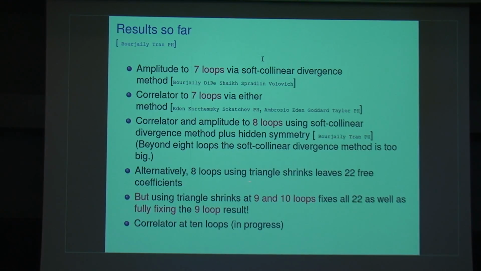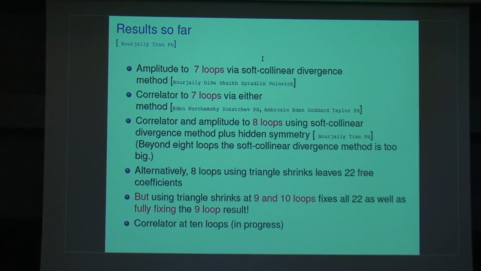So now there are 2 ways to proceed. You can get another criterion for fixing coefficients, which we can do, and I'll mention very briefly at the end. Or you can just keep going. Leave your 22 free coefficients there, and try to do the shrink at higher loops, 9 and 10 loops, but with free coefficients still at lower loops.